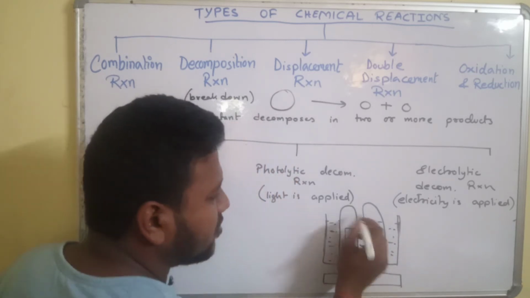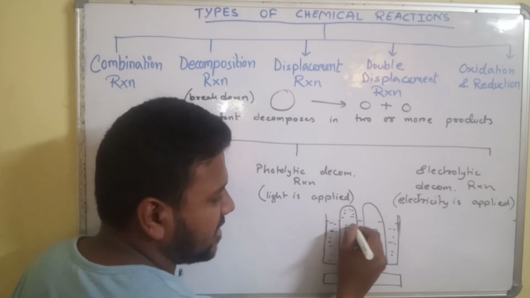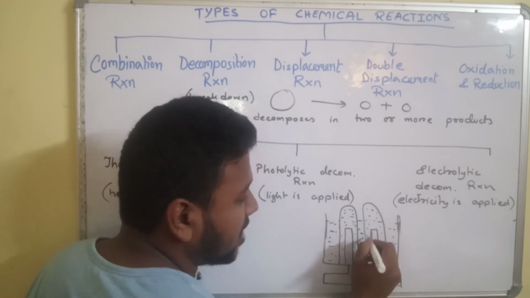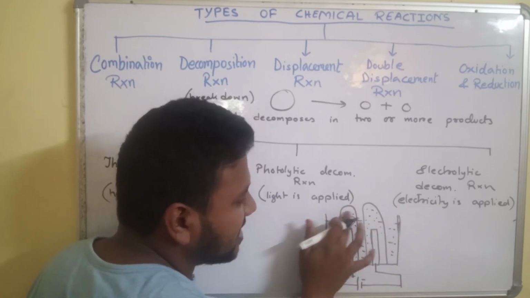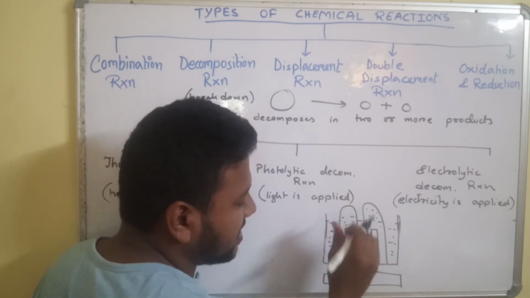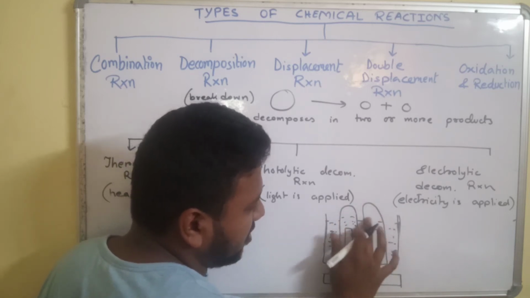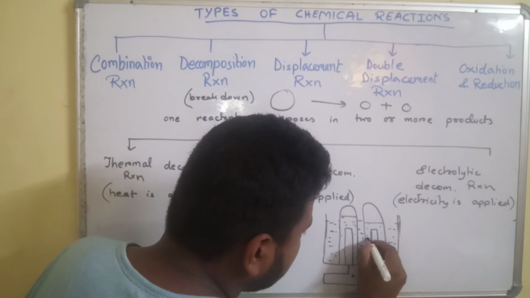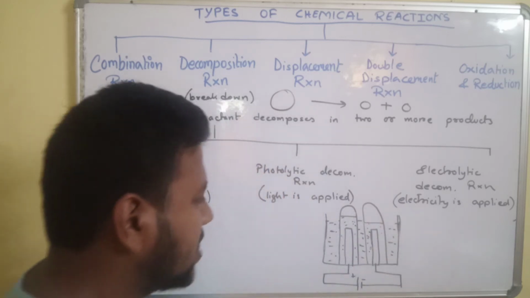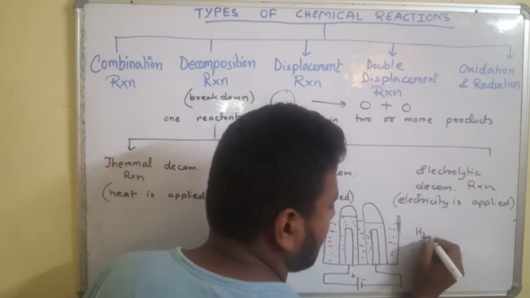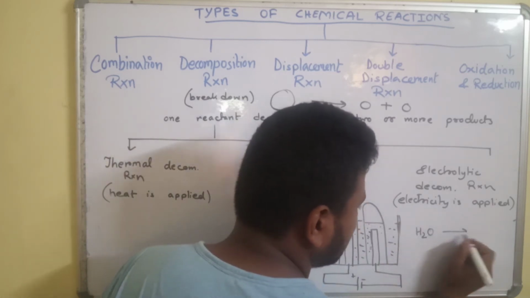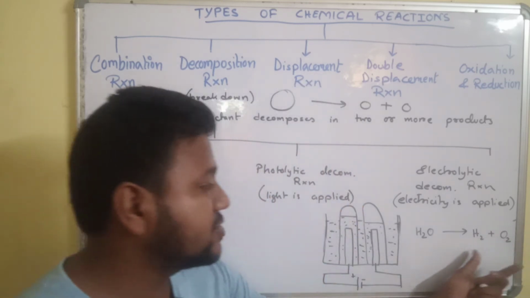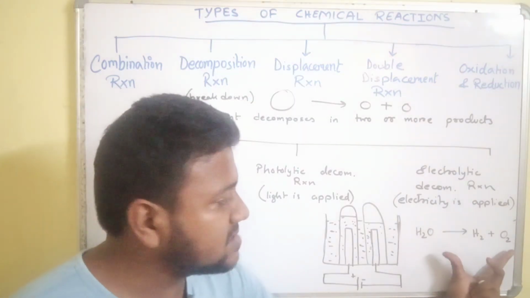Slowly, when we take water-filled test tubes inverted over the electrodes, what will happen is that a gas will be formed. Slowly the bubbles will be released and a gas will be formed. So we are taking water, and by the passage of electricity, it breaks down into hydrogen and oxygen. But we have to balance this equation as well.